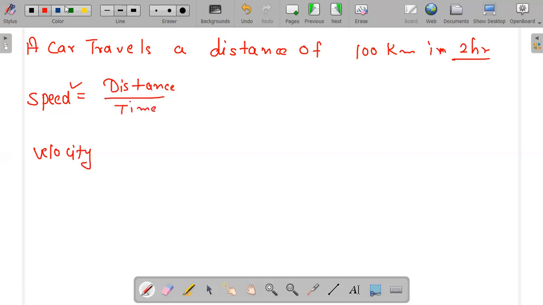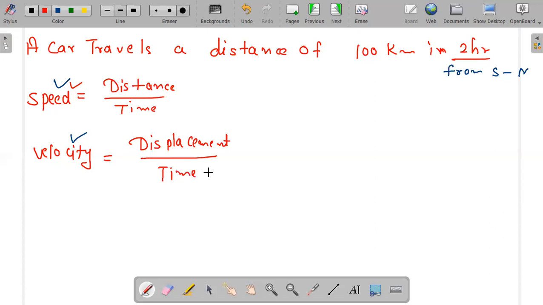Now in this question, I'm not able to answer velocity. Why? Because there is no direction. But if it is written that a car travels a distance of 100 kilometer in 2 hours from south to north, now I can find speed as well as velocity, both of them, because there is direction. Now what is the formula of velocity? It is displacement upon time.